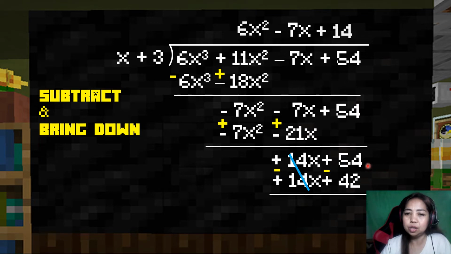Cancel na yon. And positive 54 minus 42, so magkaiba ng sign, subtract. 54 minus 42 is 12. Mas malaki yung 54, positive yung 54, so positive yung ating sagot. And then since wala na tayong mabibring down, so this now will become our remainder.